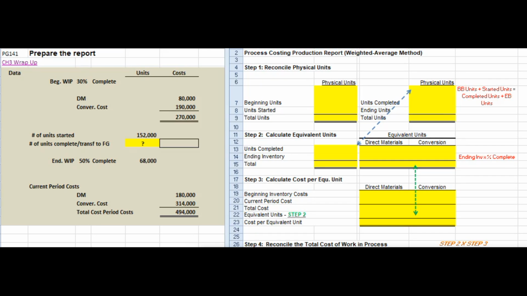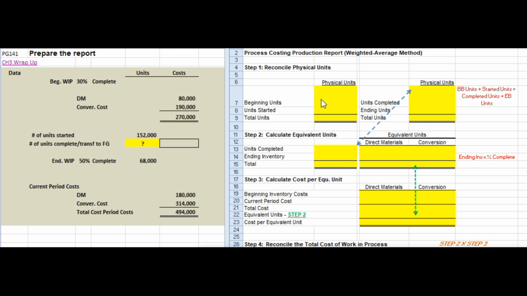Okay, so this is our comprehensive problem. I'm using a split screen, so hopefully it will be useful and not aggravating to see in this video. So here we have the data. We have our beginning work in process inventory, 30% complete at the beginning of the period, direct materials, conversion costs, unit costs. We don't know, or we're going to have to solve for, units complete and transferred to finished goods. FG means finished goods. Then we have our current period cost. Ending work in process inventory is 50% complete. We're going to need that in step 2.